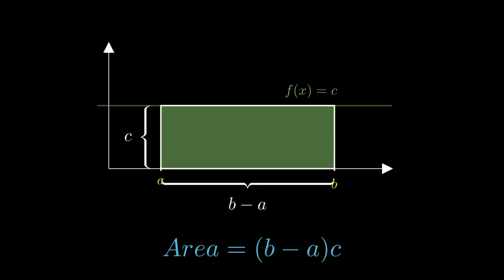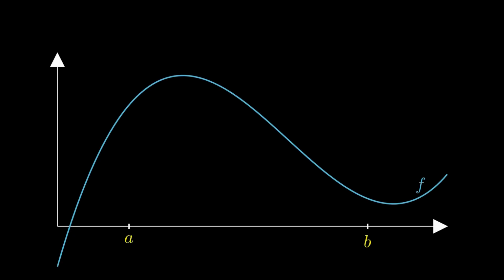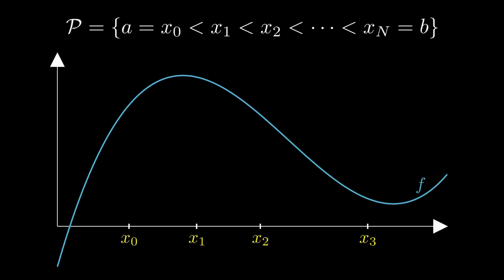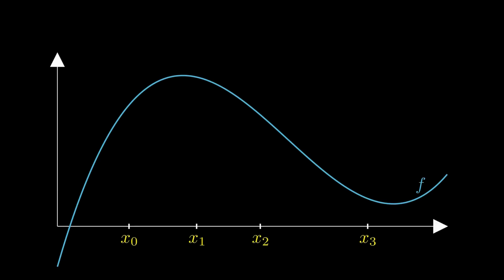All right, now let's go back to the general case. Let's divide the interval between a and b into 4 points, where x0 is equal to a and x3 is equal to b. The points x1 and x2 are somewhere in between. What we've just done is create a partition of the interval, a division into smaller subintervals, where the first point is a and the last point is b.